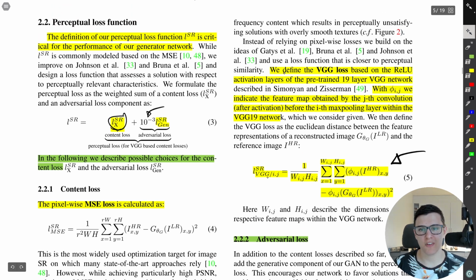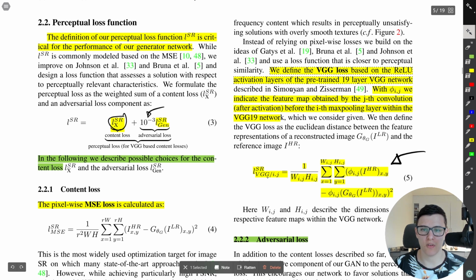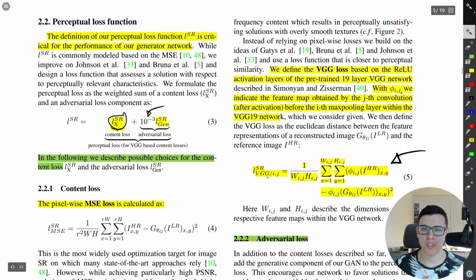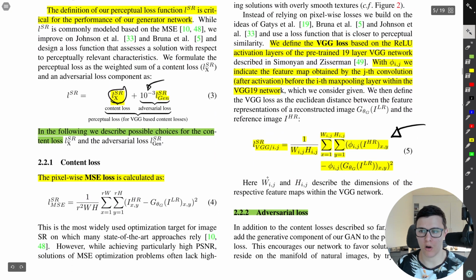To be more specific, they define the VGG loss based on the ReLU activation layers of the pre-trained 19-layer VGG network, where phi i,j is indicated to be the feature map obtained by the jth convolution after activation, but before the ith max pooling layer. I think they mentioned later on that they use phi 5,4. So you just have to print the VGG network and calculate to be after the fifth convolutional layer, and then after the ReLU activation, but before the max pooling, I guess.